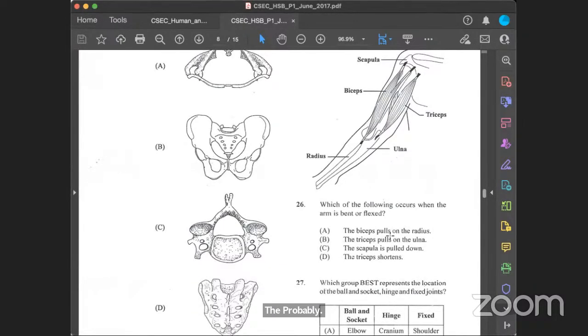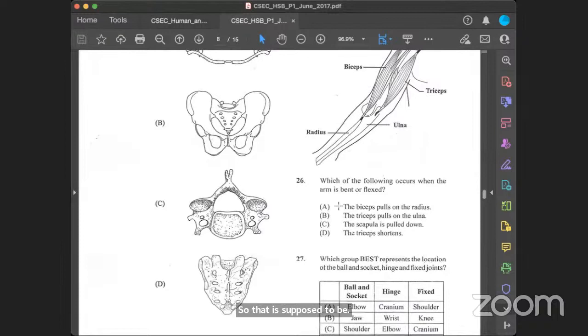The triceps falls on the ulna. Nope. Which of the following occurs when the arm is bent or flexed? Oh, sorry. A is correct. The biceps falls on this. It's a trick question because they're showing you the arm is extended, so that would have been B. But the question is asking you when the hand is bent or flexed. So that is supposed to be A. The answer is A.